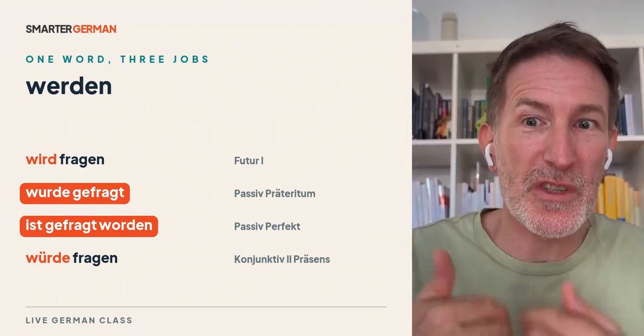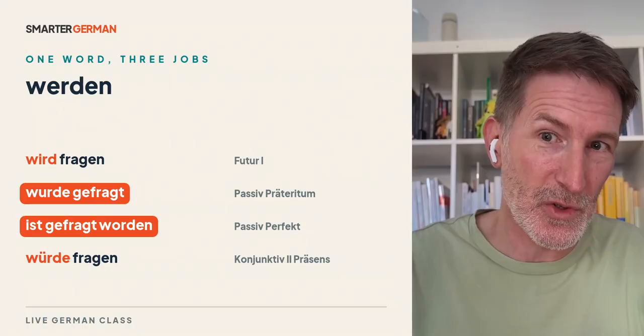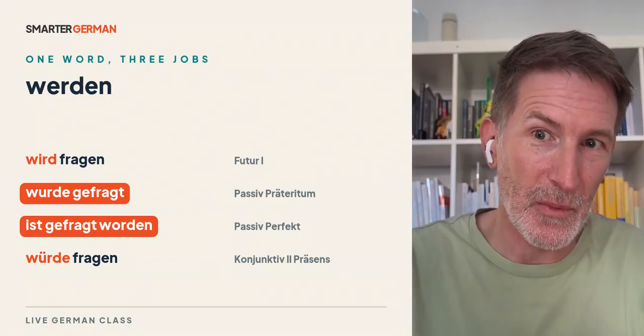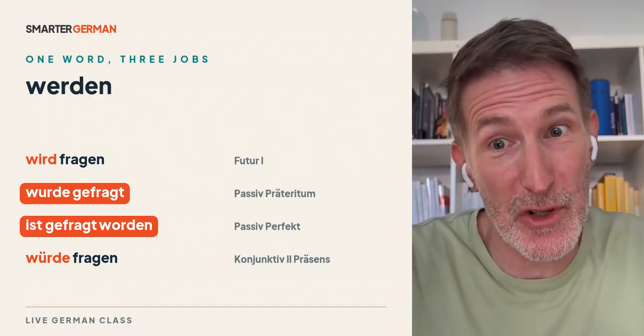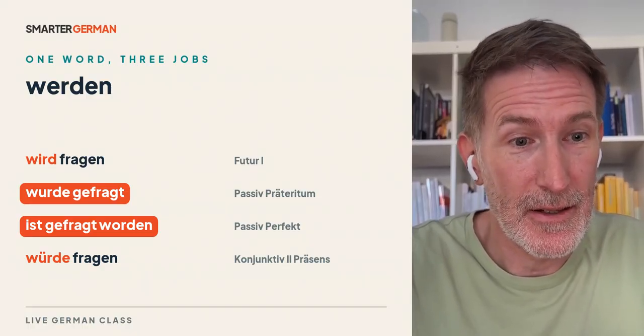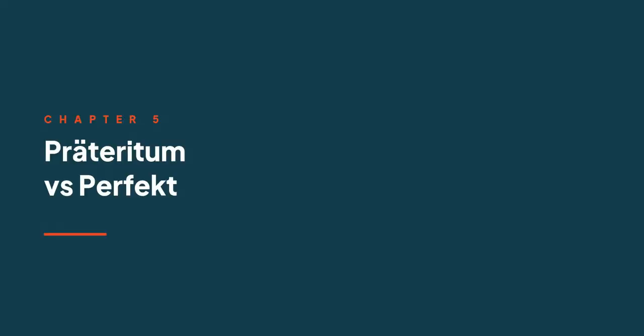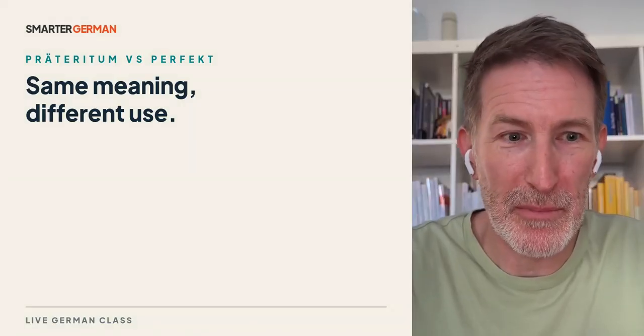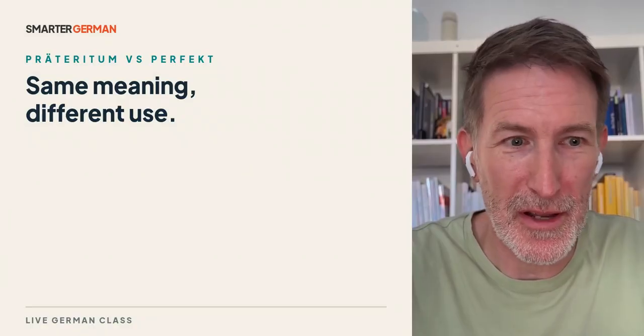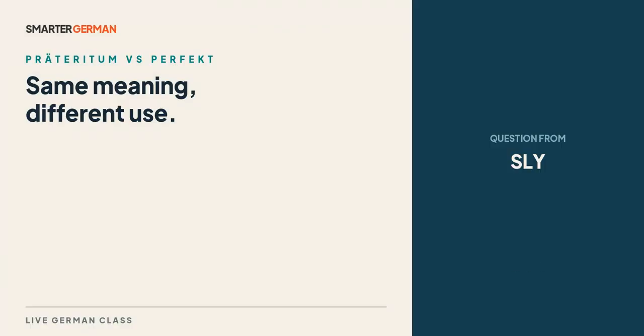But in usage, how we use them, there is a huge difference. So when do I use the Präteritum? When do I use the perfect? Anyone? Last one for today, unfortunately. Formell or informell? No, I can be formal in perfect and Präteritum and informal in either. Keine Ahnung.